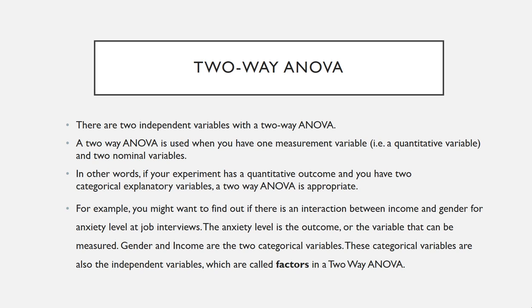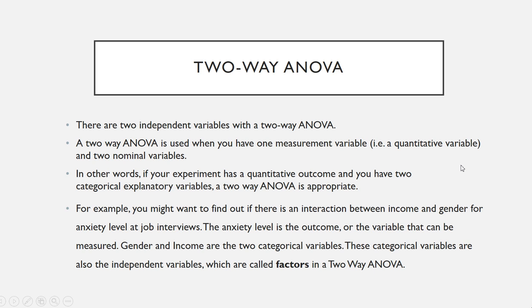Two-way ANOVA has two independent variables, right? It is used when you have one measurement variable, for example a quantitative variable, and two nominal variables. If your experiment has a quantitative outcome and you have two categorical explanatory variables, maybe a two-way ANOVA is more appropriate. For example, you want to find out if there's an interaction between income and gender for anxiety level at job interviews, right? So there are 1, 2, 3, 4, so two different variables, right?